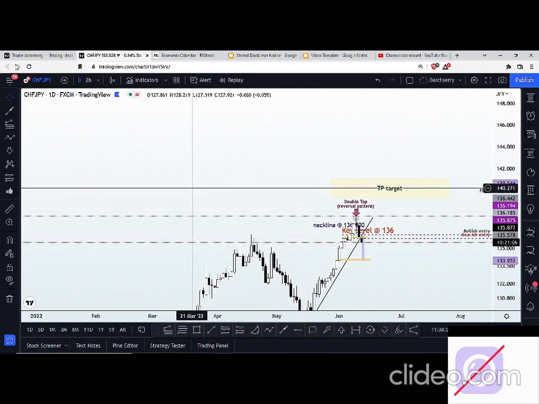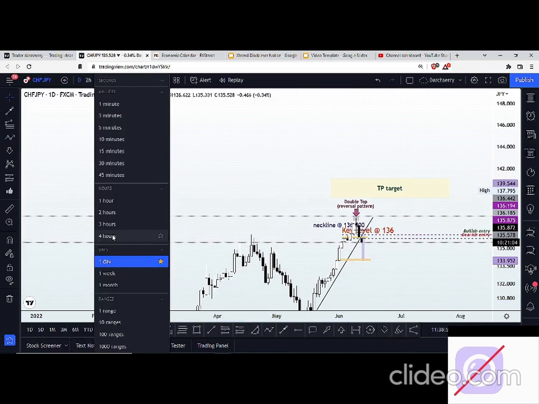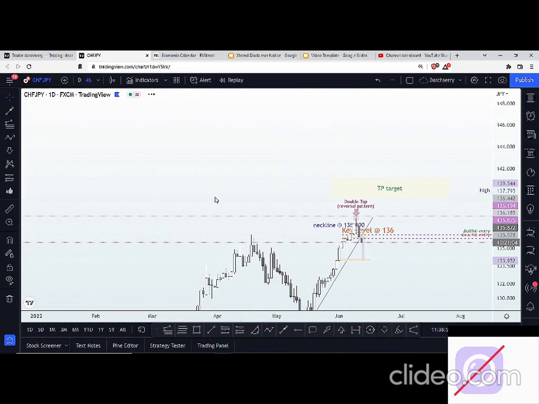However, in the early hours of today, if I scale down to the 4 hours time frame, let's see our 4 hours time frame.